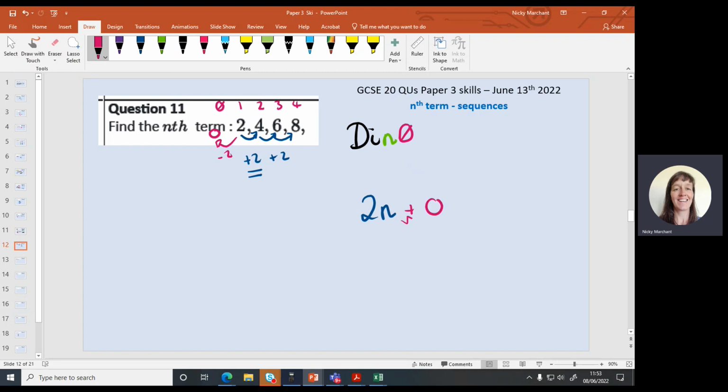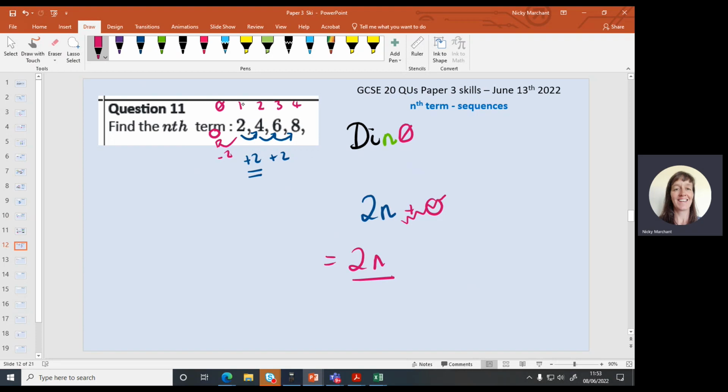Now, we don't actually need that. It's actually just going to be 2n. But if it had landed on something other than 0, we would need to put it on there. Like if it had gone back to -1 or gone back to -7, you'd stick it on the end as your constant on the end. Okay, so whatever you land on.